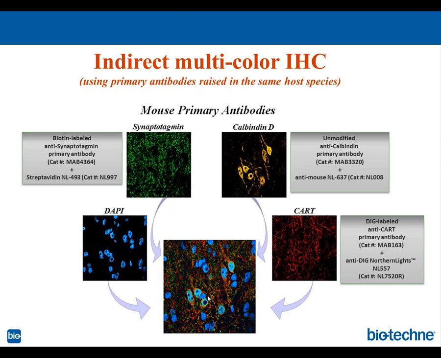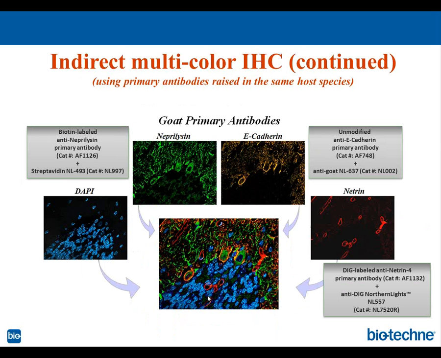Now, how about other species? Maybe it works only for mouse. It appears that this technique works also for goat primary antibodies, and that's another example where all primary antibodies are raised in goat. Again, we are using unmodified antibody. This is the rat cerebellum. You recognize it by the morphology. These are the Purkinje neurons, largest neurons in our body, and we are doing staining with three main colors.